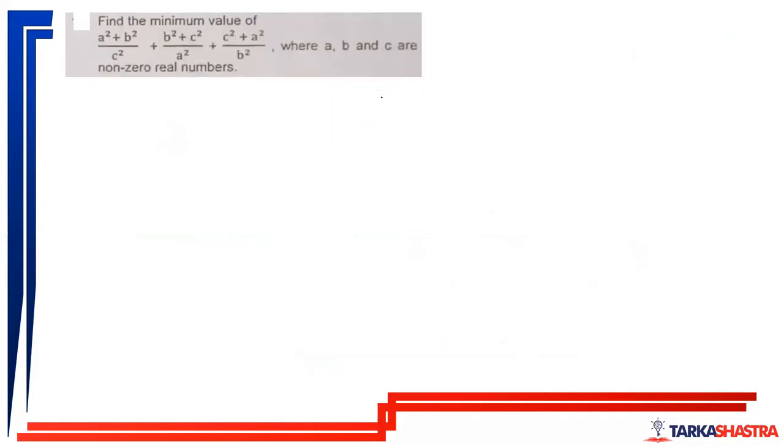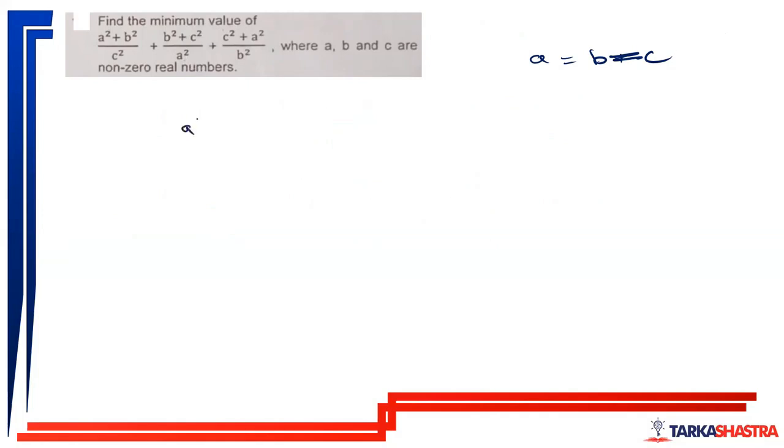Similarly, find the minimum value of this. Just equate a equal to b equal to c. This is how you are going to solve it in the exam. There is a lengthier method of arithmetic mean and geometric mean, and you can do it in that fashion as well. Okay. But just equate a equal to b equal to c.